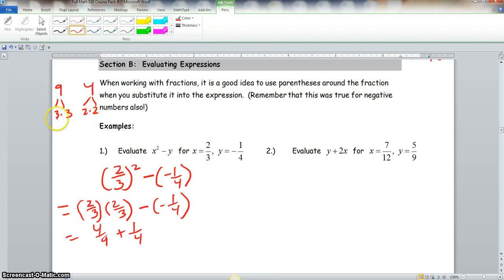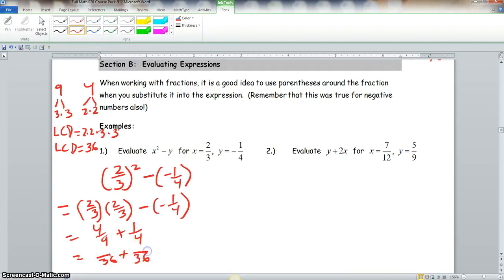Now if you notice here, we have no numbers that match up. So the LCD would actually be all of these numbers. So we would have 2 2s and 2 3s. So our LCD would be 36. So our new denominator would be 36.